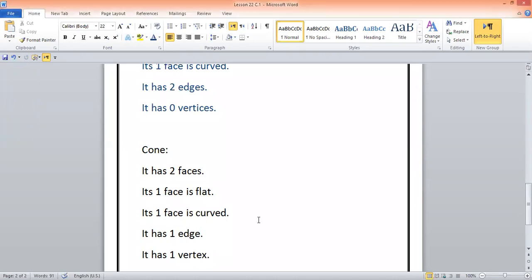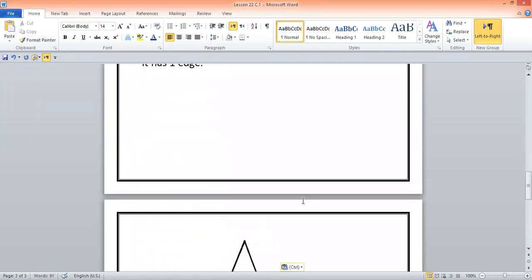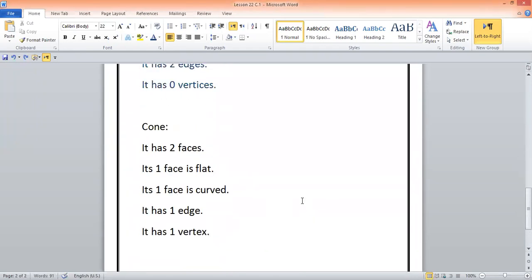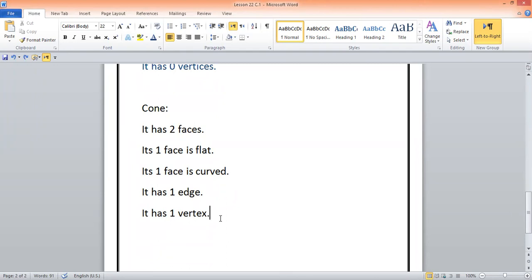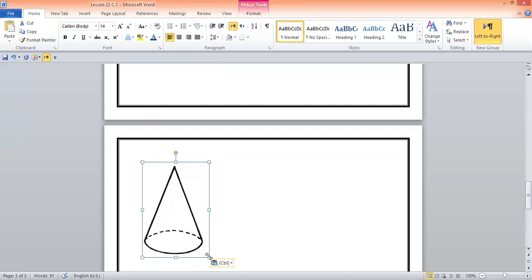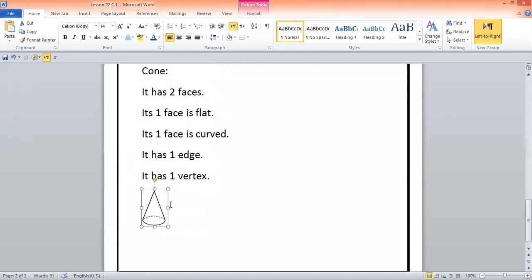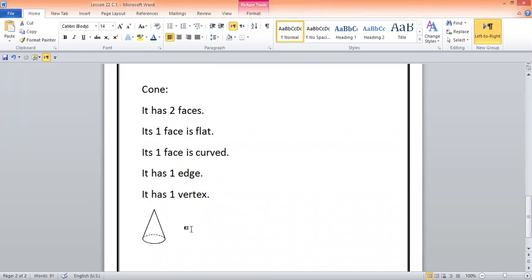I can show you cone here. Sorry, if I draw a cone here, this is cone. I made it small so that you can write it also. So this is the example of cone, guys. You can see it has two faces. This one is curved and this is flat. It has one vertex. This is the vertex, and it has one edge. This is the edge. So this is the example of the cone.